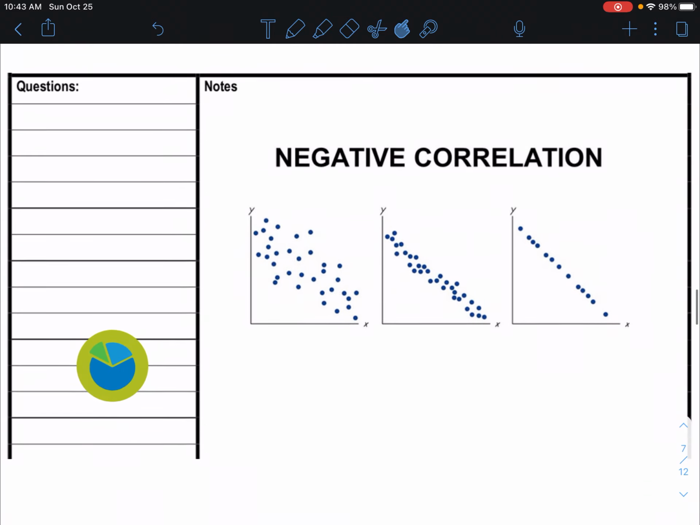Now, by the same token, we have the same type of thing here. We have a negative correlation. The one on the left there is not quite as strong, but it's trending down, as you can see. And you can see that with all of these here. And once again, stronger correlation, more tightly grouped points.